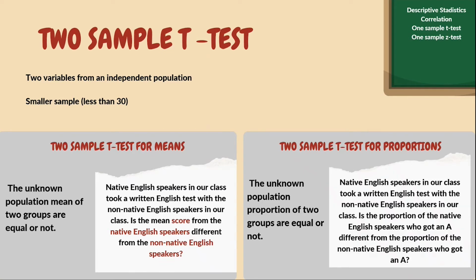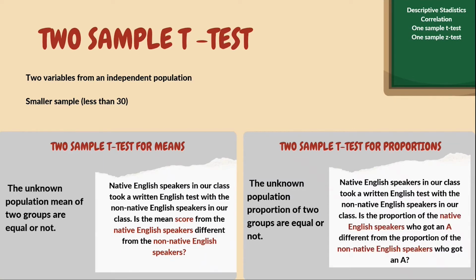Native English speakers in our class took a written test with the non-native English speakers in our class. Is the proportion of the native English speakers who got an A different from the proportion of the non-native English speakers who got an A? And here, as you can see, one of the two variables from this example is the type of student, native English speaker or non-native English speaker, and the grade, A, B, C, D. In this case, both our variables are categorical.